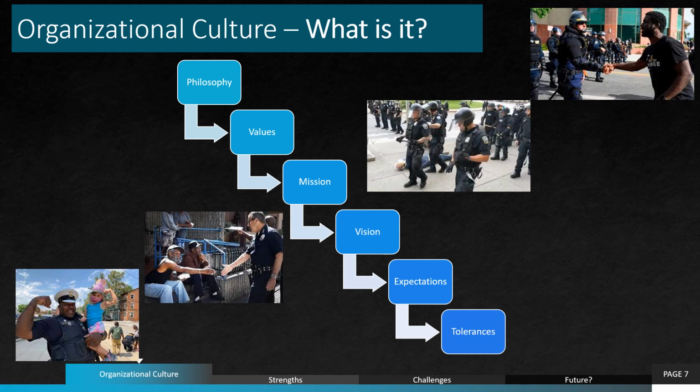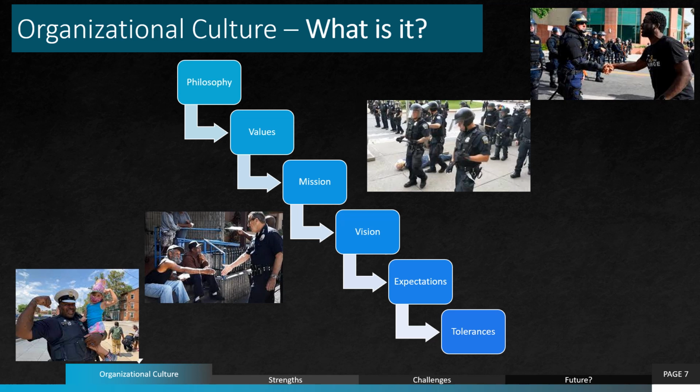So if we have an employee that makes a mistake, they didn't mean to do something, what level of tolerance do we have for that? And what kind of disciplinary structures and processes does the agency put in place to correct that?